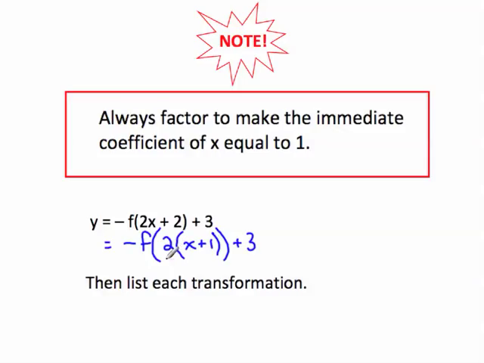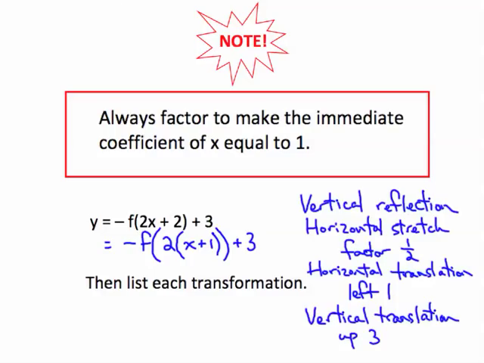Now the next thing that's important to do is to list each transformation that you've got here. And so I've done that now on the right. This negative sign out in front is a vertical reflection. That 2 is a horizontal stretch, and remember, for horizontal stretches we have to flip that 2 upside down to get the stretch factor. So it's a horizontal stretch factor half. Things are going to be getting squished in towards the y-axis. That plus 1, as we said, means that you're going to have a horizontal translation left of 1, and this plus 3 is a vertical translation up 3.